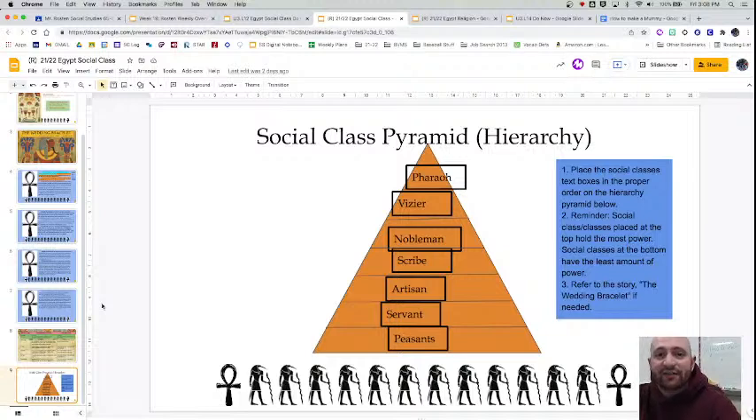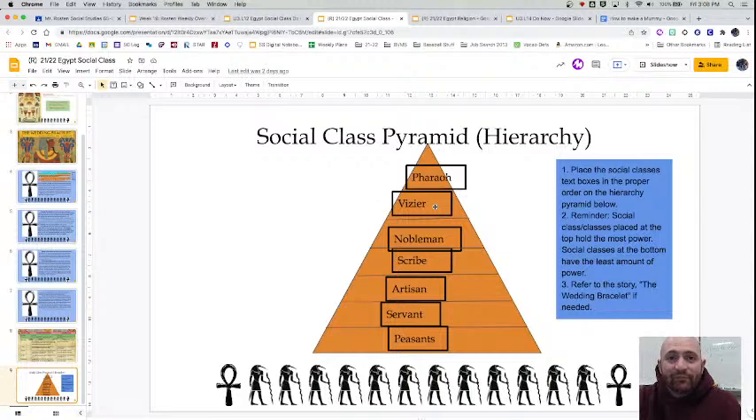Because it helps us to figure out what life was like in ancient Egypt, and it'll help us to figure out whether or not the pharaohs were wise investors or wasteful spenders. So here is our social class pyramid for ancient Egypt. We have the pharaoh on the top. We know he's the king, he's the ruler.